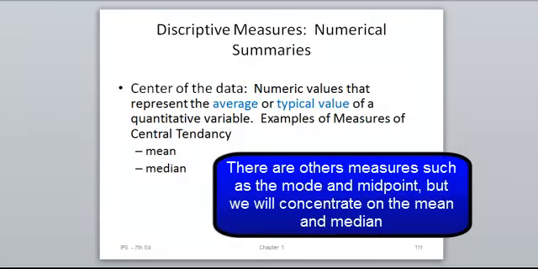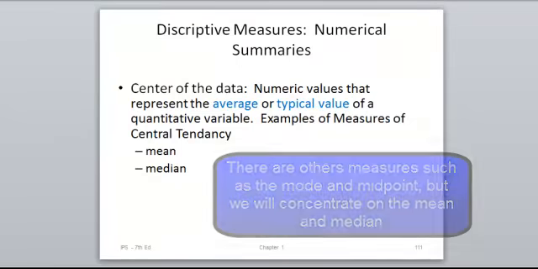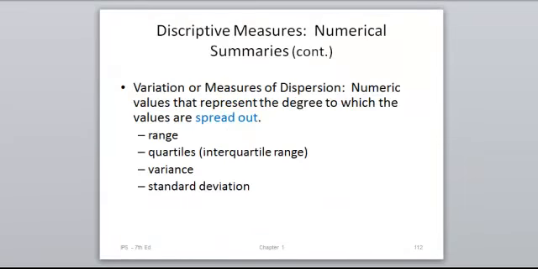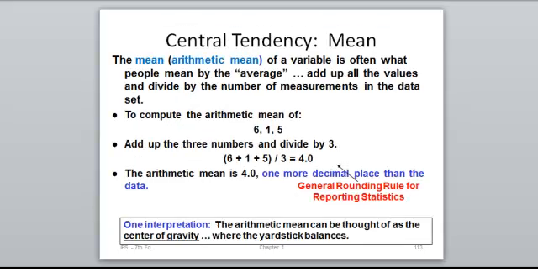Now, examples of measures of central tendency are the mean and median, and those are the two that we're going to focus on. Now, variations or measures of dispersion, they're numerical values that represent the degree to which the values are spread out. We're going to concentrate on the range, the interquartile range, which we'll need our quartiles for, variance, and standard deviation. So let's start off with our central tendency, the mean.